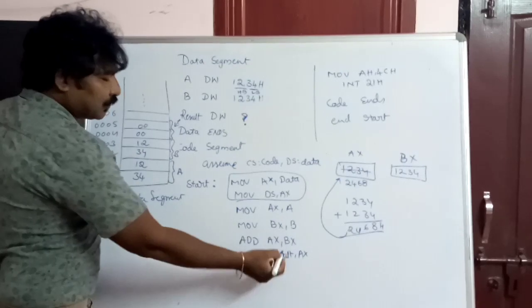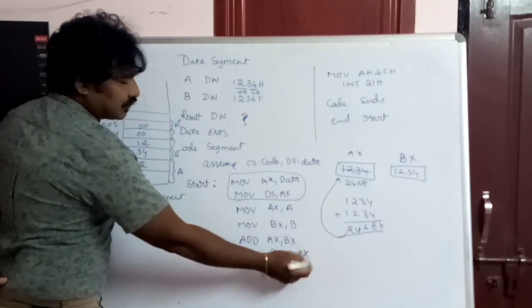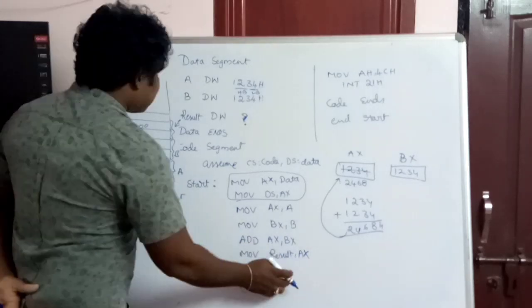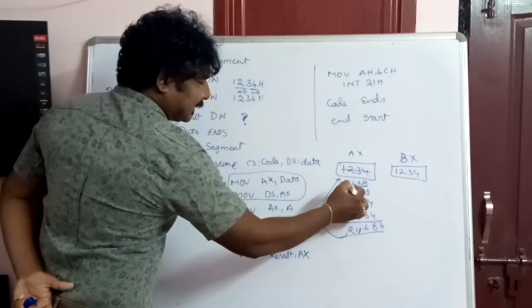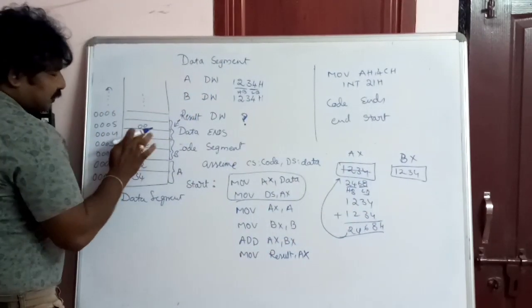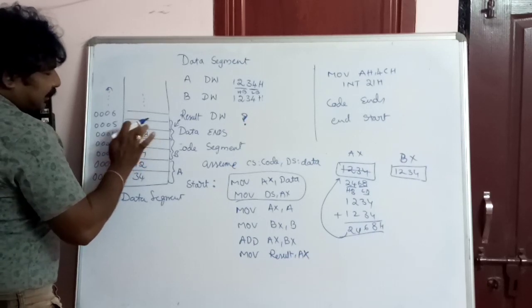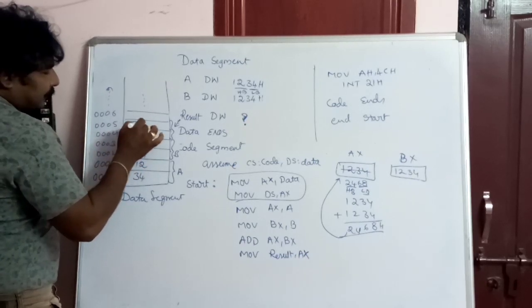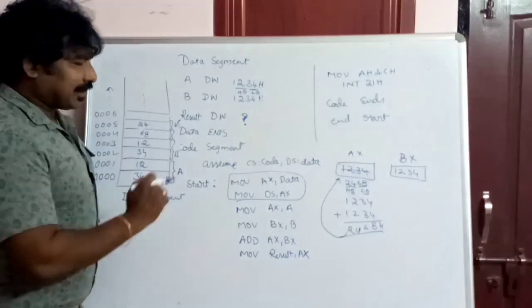Then we moved our result value, that means the sum of the two numbers, into the result. That value is 2468, where 68 is the lower byte and 24 is the higher byte. So 68 will be stored here: the 00 will be replaced with 68, and the next one will be replaced with 24. This is how your data segment will be updated after the addition of two numbers.